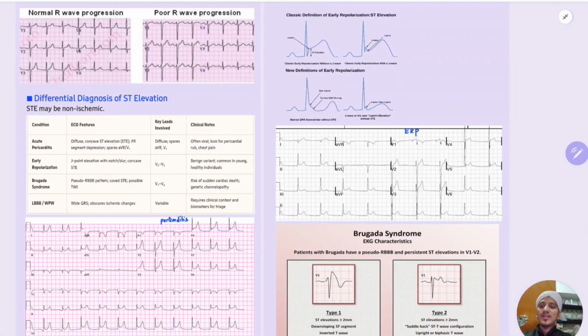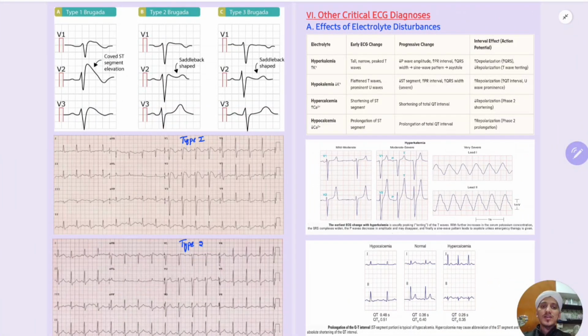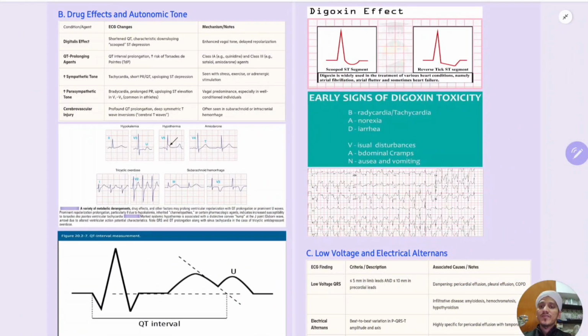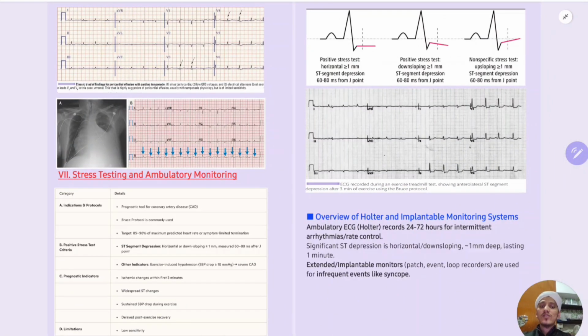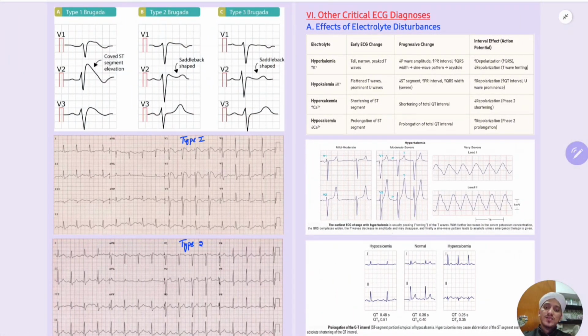So by this we have completed the topic of acute coronary syndromes. In the next video we will discuss other critical ECG diagnoses like electrolyte disturbances, drug effects and autonomic tone, digoxin effect, voltage alternans, electrical alternans, and along with that we will discuss stress testing, that is the treadmill test, or chemical stress testing, and Holter and implantable monitors. The coming video will be the last video of the ECG series. So thank you.